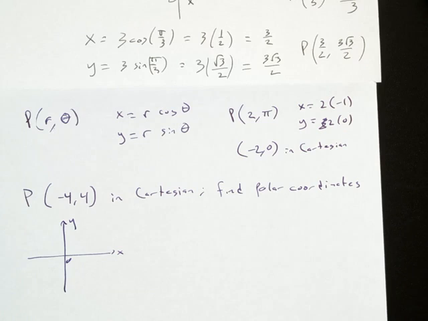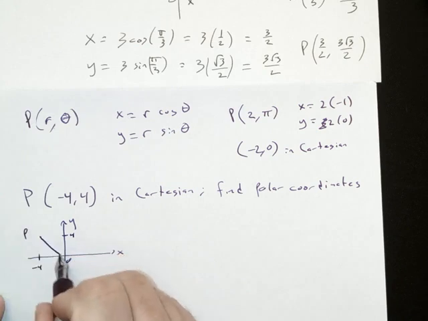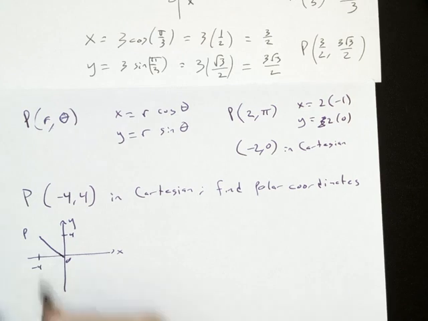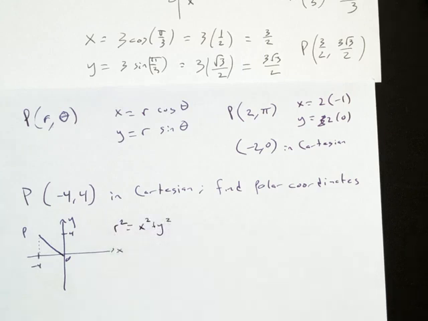Yeah? I think that the point would be in the second quadrant. Okay. Now I need to find my r and my theta. Now I have two sides of the triangle, don't I? I have x and I have y. So now I can do exactly what you wanted, Maddie, and say r squared is x squared plus y squared. I can use Pythagoras to get r.